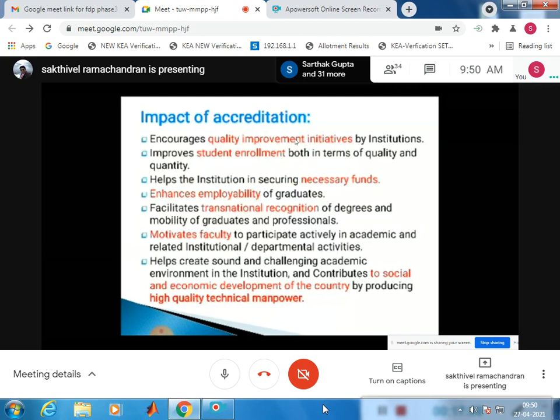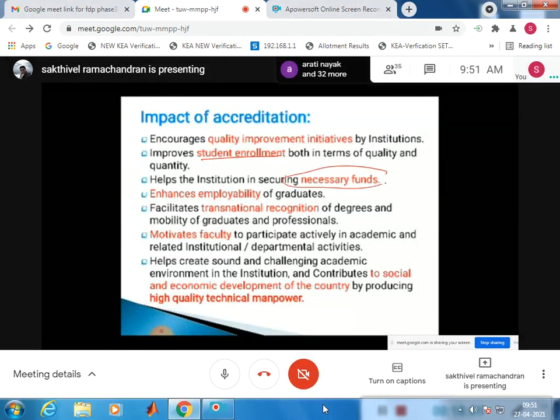What is the impact of accreditation? There are a few ideas, like quality improvement initiatives. Student enrollment definitely increases, because people are now much more aware. Before joining any institution, students have a very good idea about what accreditations that institution possesses and what its placement records are. In fact, they even get the complete SAR online. After going through that, they understand what facilities and support are provided, what faculty strength is available, and what research facilities are available. The students come to know, and thereby student enrollment increases.